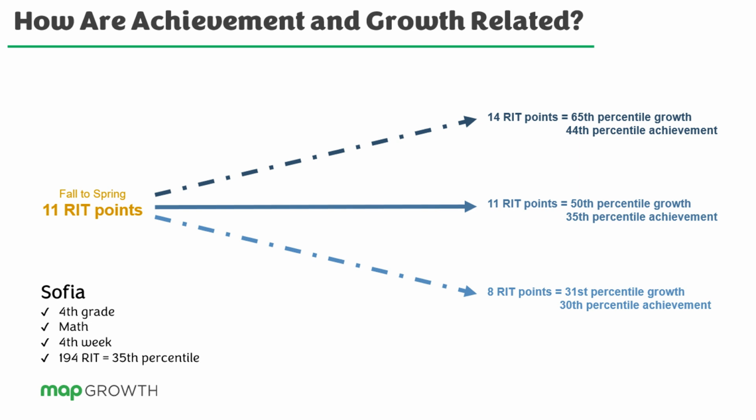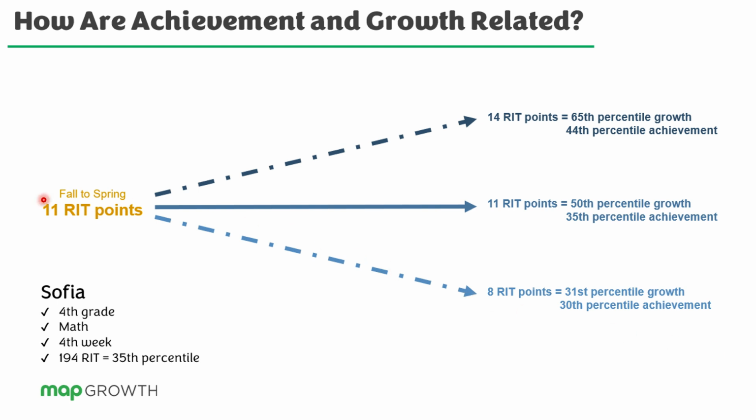It's also important to keep in mind that achievement and growth are related. So we have an example of a 4th grade student named Sophia. So let's put conceptual examples into a more concrete example. Sophia's in 4th grade, and she took the Math 2 to 5 growth assessment in the 4th week of instruction and scored a 194 overall RIT score. That RIT score put her in the 35th percentile for math achievement. And that means that Sophia scored better than 35% of her 4th grade peers across the nation.